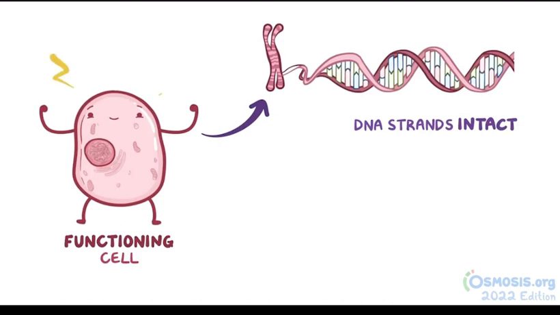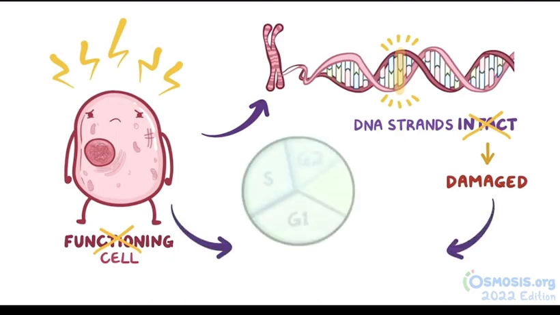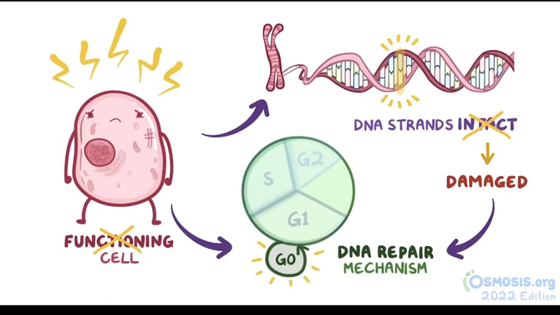Unfortunately, the cell is exposed all the time to both endogenous and exogenous or environmental factors that can damage the DNA. Luckily, if DNA gets damaged, the cell can enter a special phase outside the cell cycle, the G0 phase, where DNA repair mechanisms try to fix the damage.